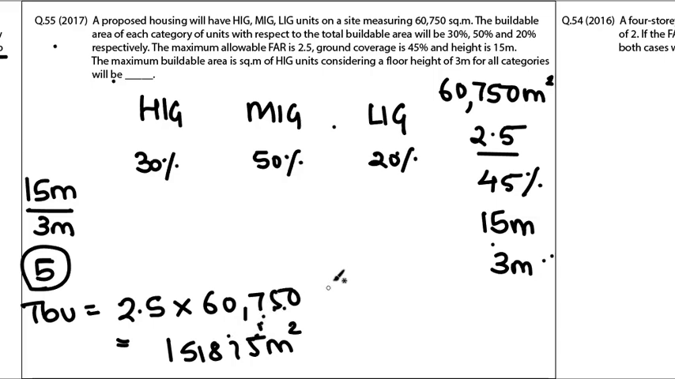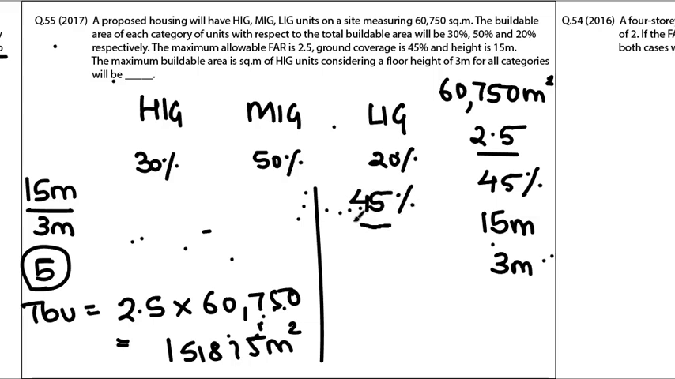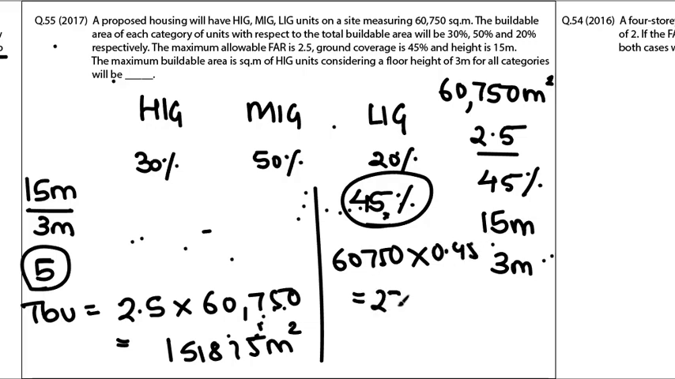But since we have number of floors also, so the number of floors we got it as 5. Ground coverage we know it is 45% only. Okay, you can construct only 45% of plinth area. So 45% of site area, what will it be? It is 60,750 into 0.45, right? So this answer is 27,337.5 meter square is the ground coverage area.